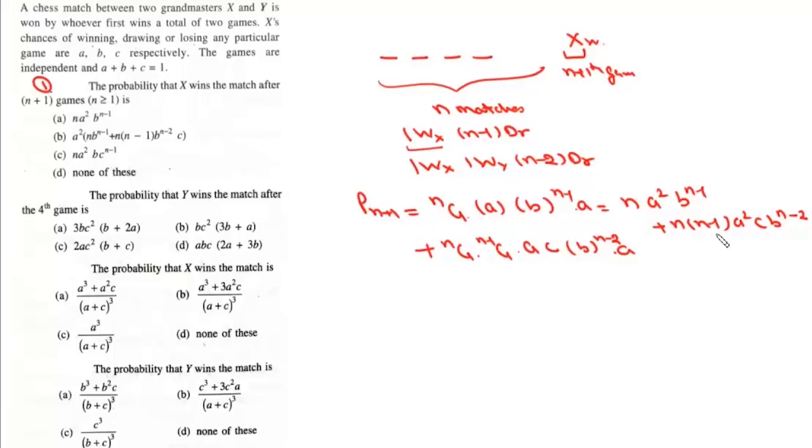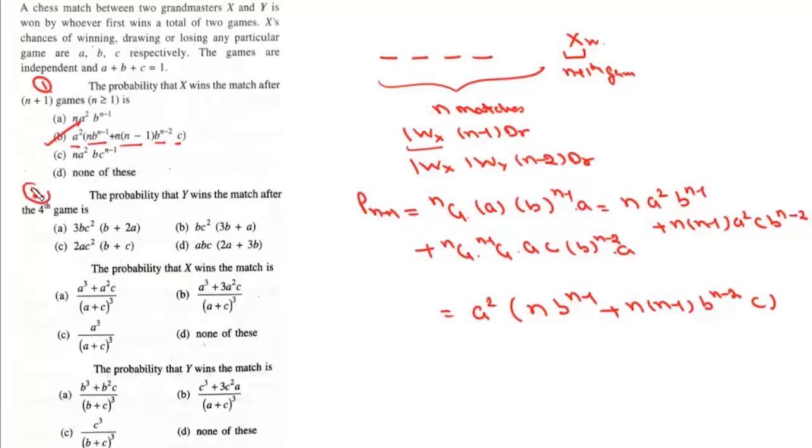Now we can take A square common. So we can write this as A square times n B to the power of n minus 1 plus n minus 1 B to the power of n minus 2 into C, which is your option B.